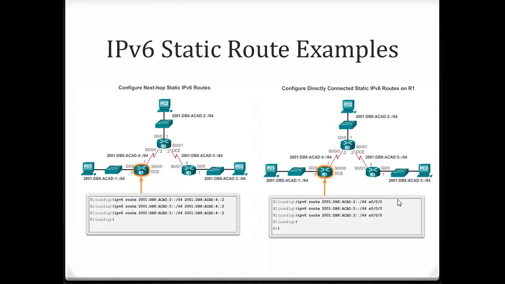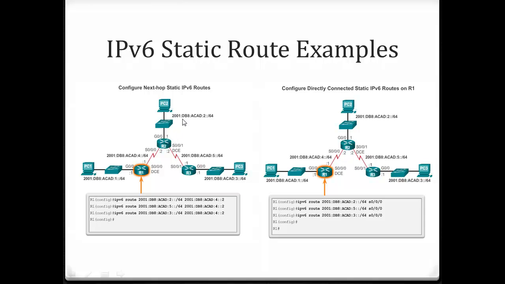IP version 6 is no different. With IP version 6, instead of doing an ip route, we type ipv6 route, the destination network, and then either the next hop address, or we can use the outgoing interface. So same thing here. Let's look at this example with router 1. We do an ipv6 route 2001:db8:acad:2::/64. What we're typing in R1 here is a route to get up to this network.